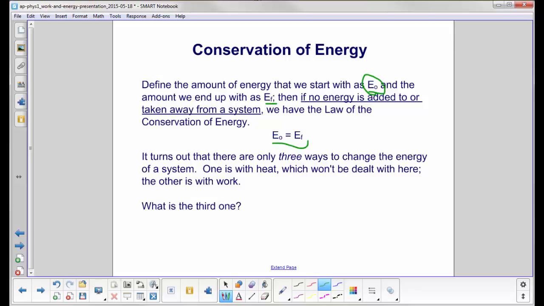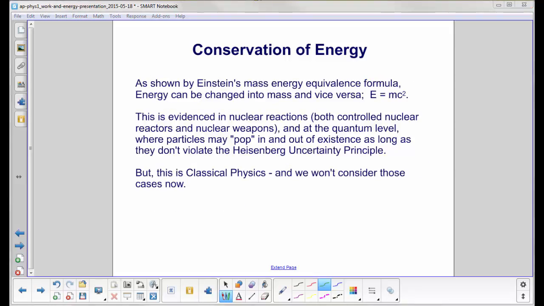Now it turns out there are only three ways to change the energy of a system. One is with heat, thermal energy, which won't be dealt with in this course. The other is with work, performing either positive work on the system or negative. What do you think the third one is? The third way to change the energy is probably a formula you've seen somewhere in your past. Right here, from Albert Einstein, E equals mc squared. That formula shows how mass can be converted to energy, and also energy can be converted to mass.